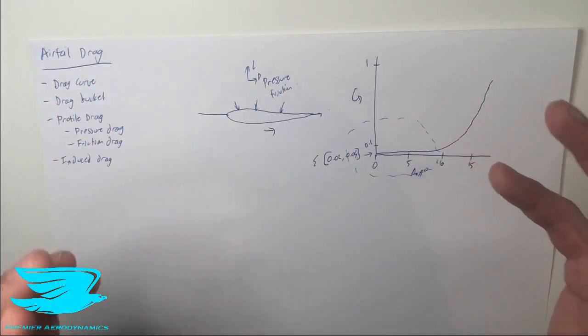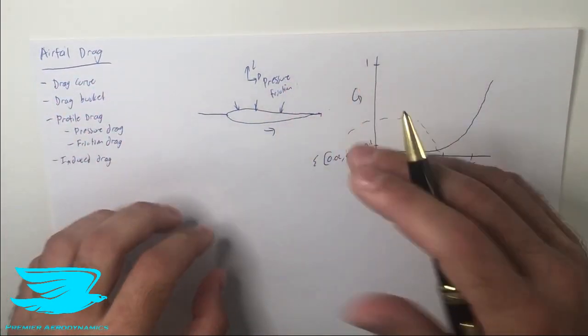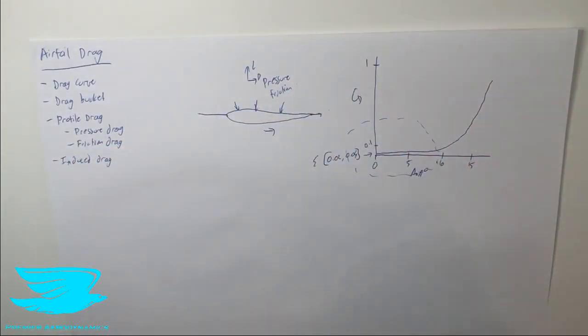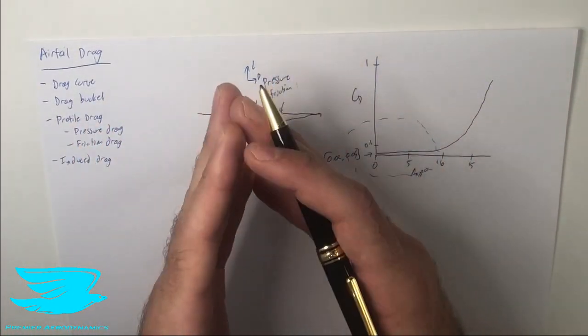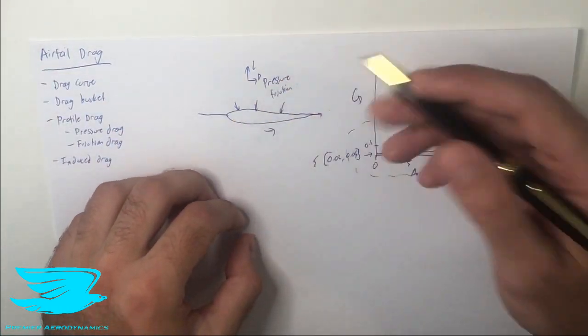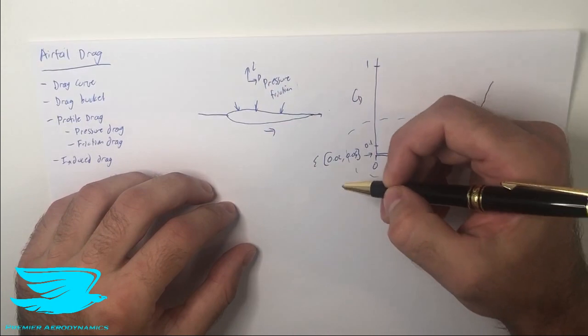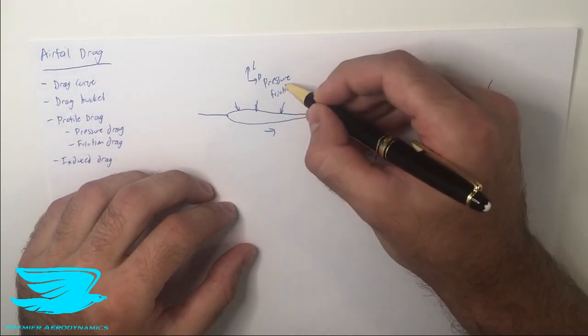And we'll go into other videos as to why this occurs. But just for now, we understand that there's a difference in pressure as we go along the airfoil. And unfortunately, if we were to integrate the entire pressure around the airfoil, we will get a net drag force. So a resistive force. So that is pressure drag.